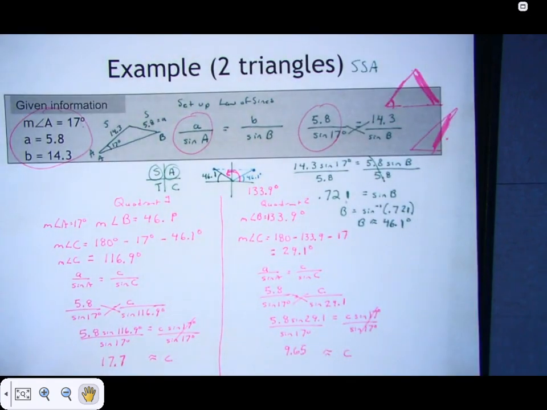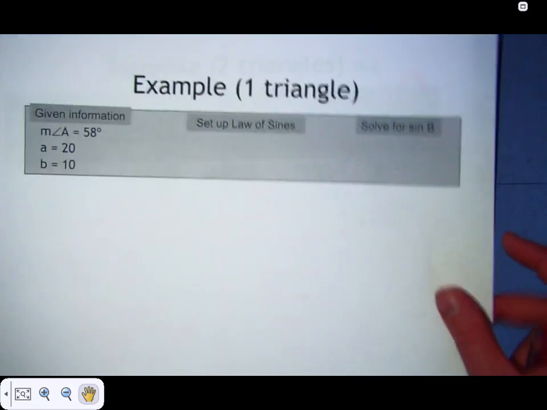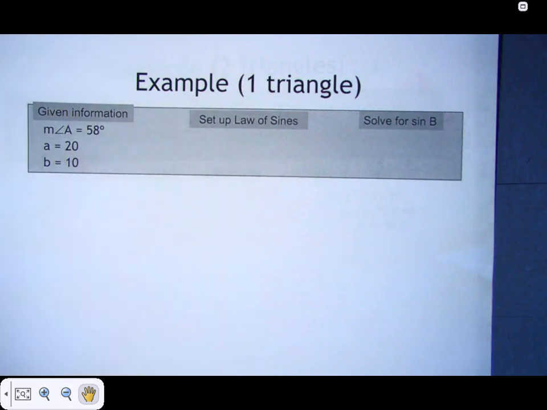This is the next slide if you've got the PowerPoint. This is one triangle. This is what it would look like. So that means already you know this problem is going to be half the work of the last one.